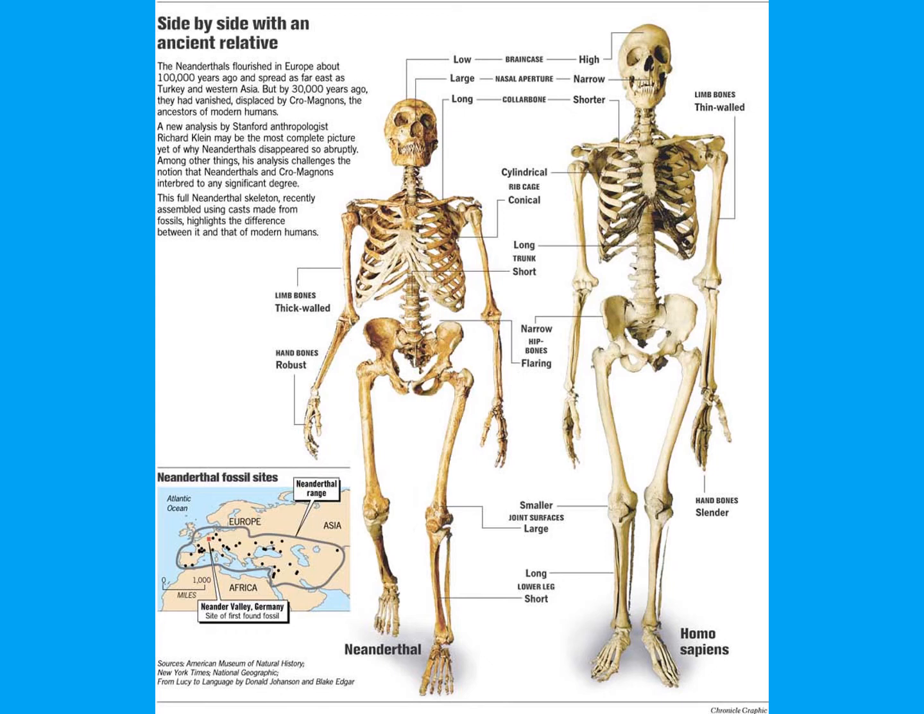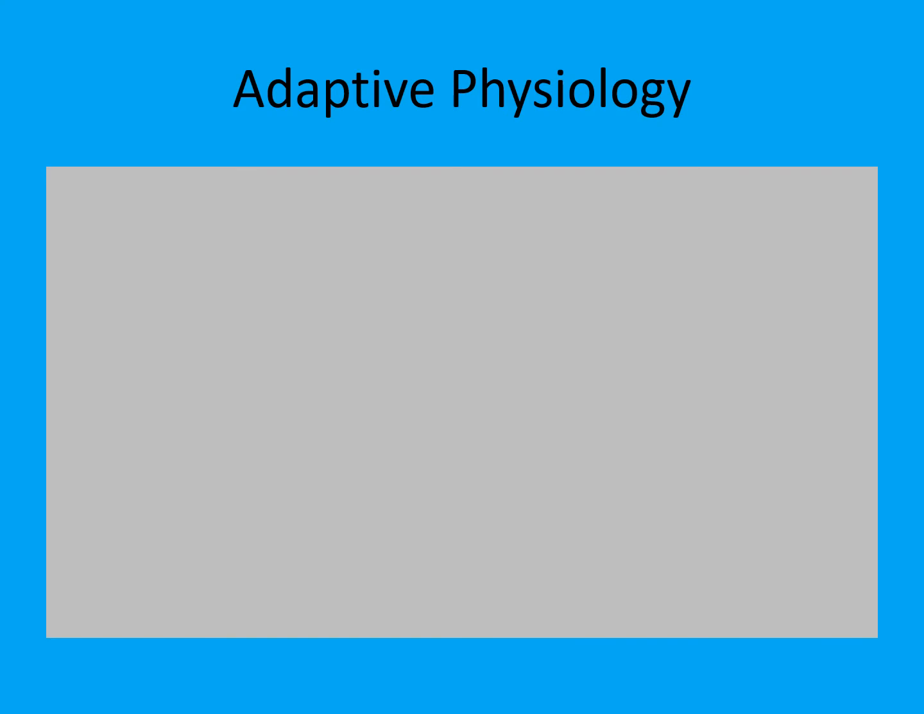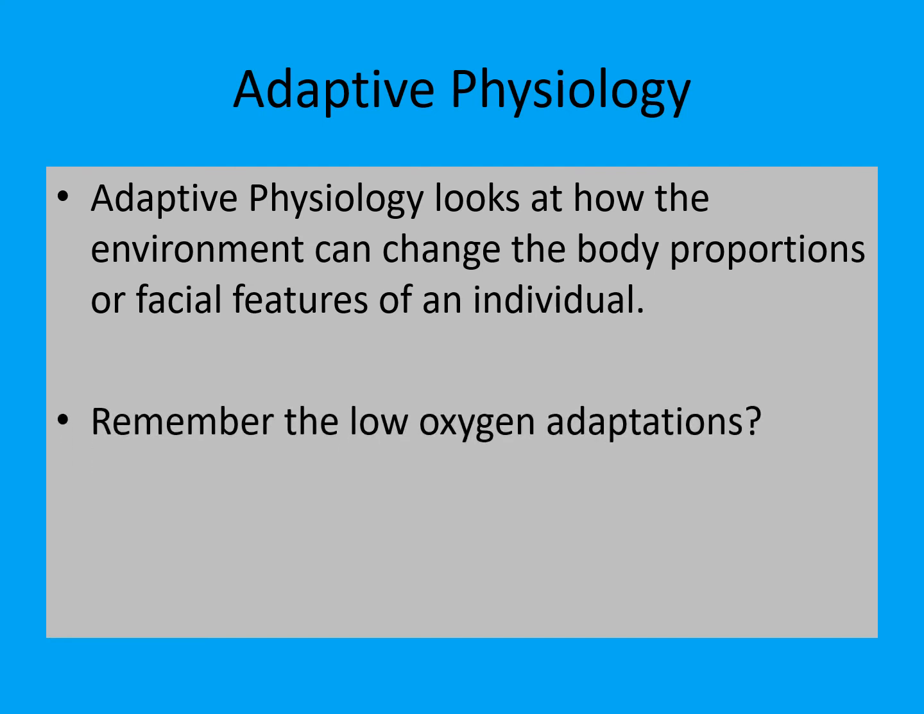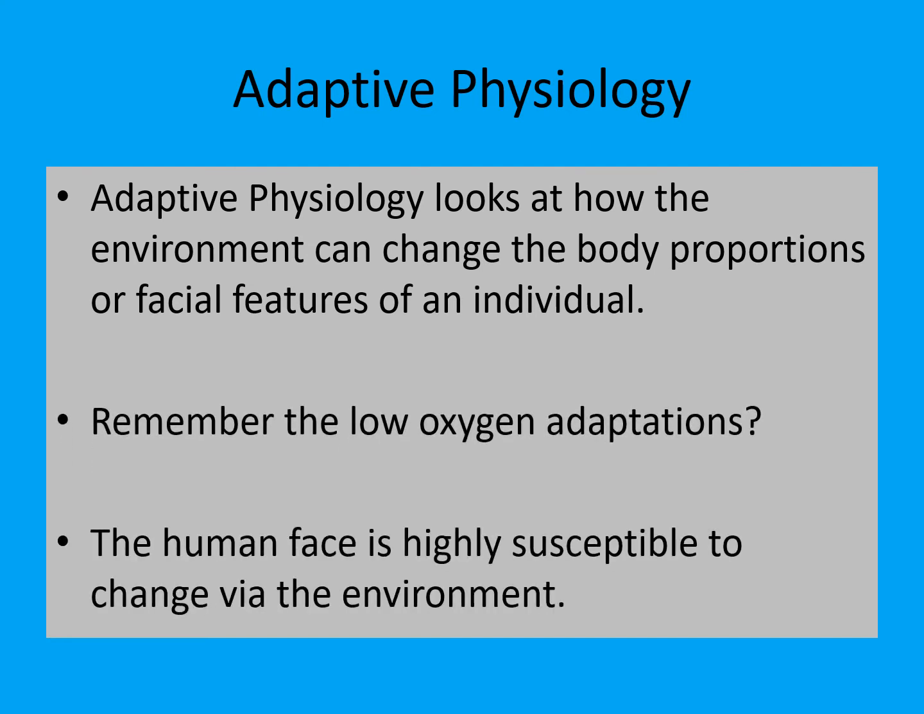But in general, what we see in terms of skeletal differences, in terms of the postcrania, is that the chest cavity for the Neanderthals tends to be a little wider. They tend to be overall a little bit shorter and stockier in their skeletal features than modern Homo sapiens, who are a little bit taller and thinner. So we're really going back to adaptive physiology here, which looks at how the environment can change the body proportions or facial features of an individual. Remember Bergmann's and Allen's rule. Also remember how low oxygen adaptations alter the body. The human face is highly susceptible to change in the environment, and more importantly, the human sinus passages.